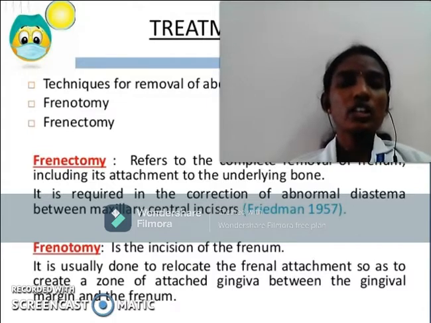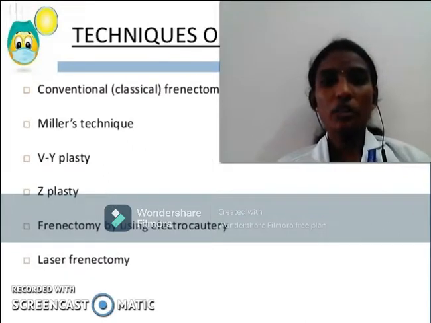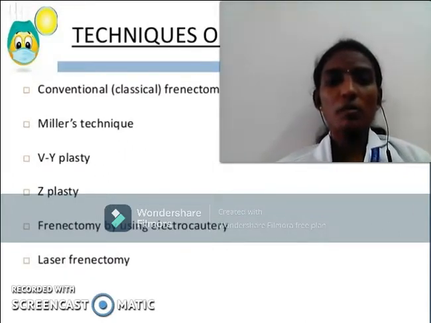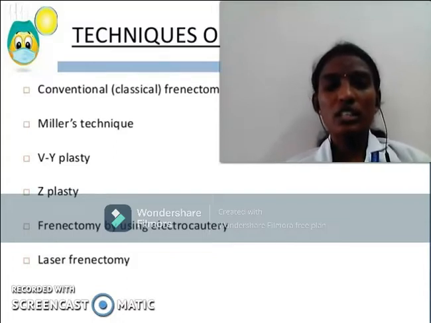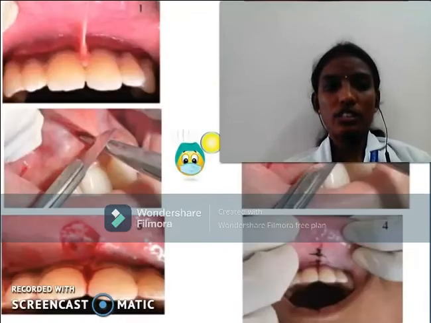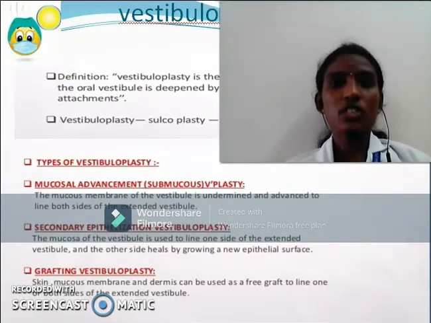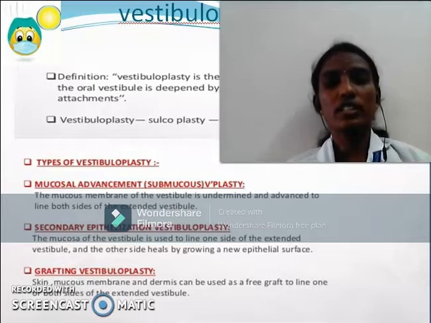It is usually done to relocate the frenum attachment so as to create a zone of attached gingiva between the gingival margin and the frenum. Techniques of frenectomy are conventional frenectomy, Miller technique, V-Y technique, Z-plasty, frenectomy using electrocautery and laser frenectomy. Frenectomy with scalpel.